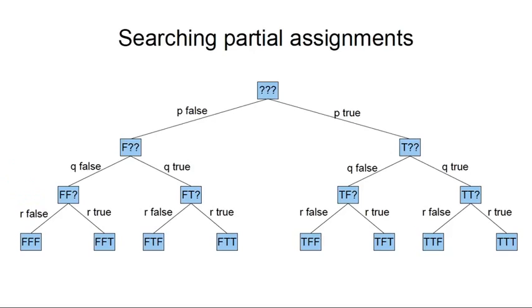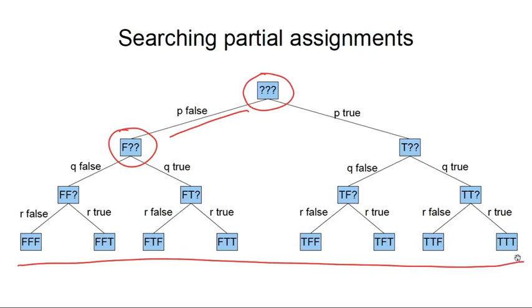So let's consider searching partial assignments instead of only complete assignments. One way to do that is to use a tree like the one on the screen. We start at the top, at the empty assignment where nothing is known. Then we make choices. For example, if we choose P to be false, we arrive at another partial assignment. And as we continue to make choices, we arrive at the bottom of the tree with the complete assignments.